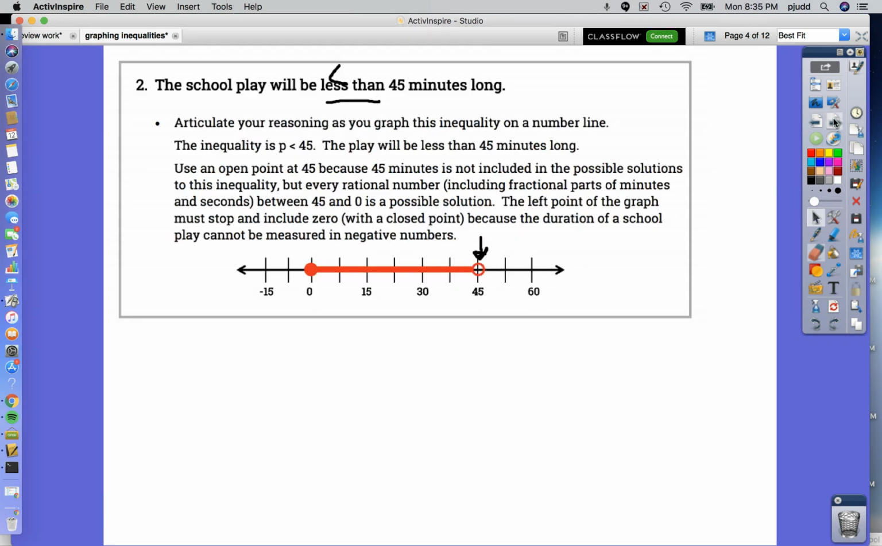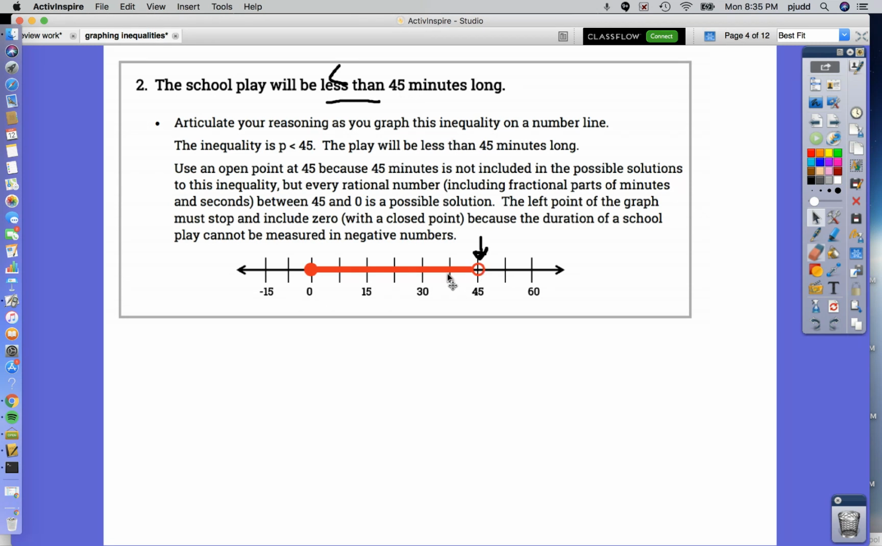Looking at the next input model, the school play will be less than 45 minutes long. Less than, not 45 minutes, less than 45. 44 and 30 seconds, 44 and 45 seconds, 44 and 59 seconds are all less than 45. So the play is less than 45 minutes long.